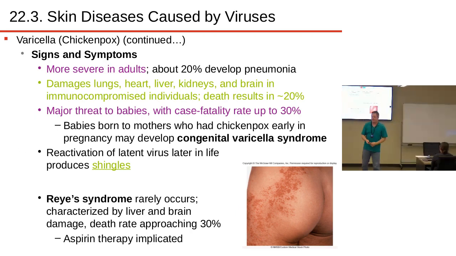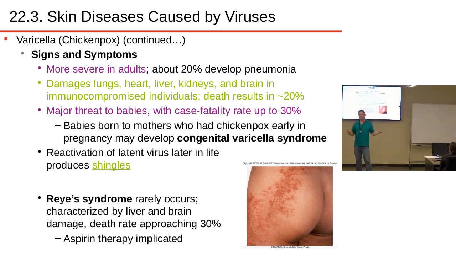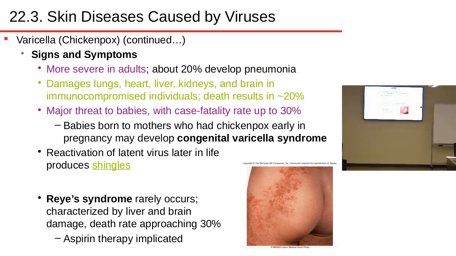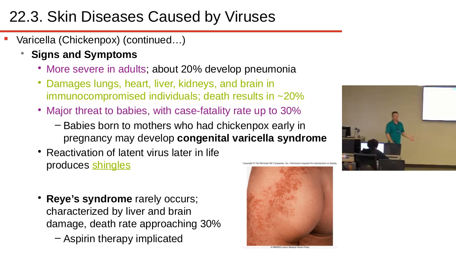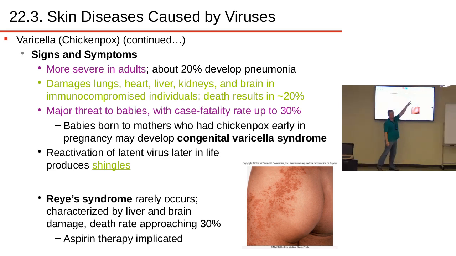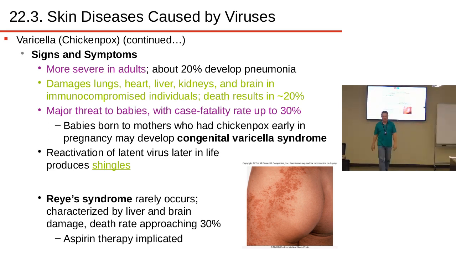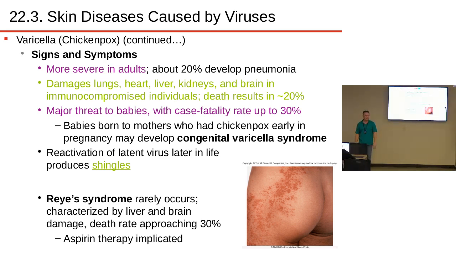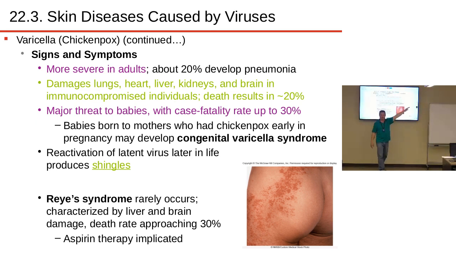Now, as we've seen in the extra credit assignment, the more severe group that we have to worry about is adults. Of about the 20% of adults that get chickenpox at that age, they actually develop pneumonia and other problems down the road with those secondary infections. It can damage the lung, heart, kidneys, liver, and brain of immunocompromised individuals, and death happens in about 1/5 of all adults that get it. It's also a major threat to babies. If they get it very early before their immune system is activated, we have about a 1/3 chance of losing that child.